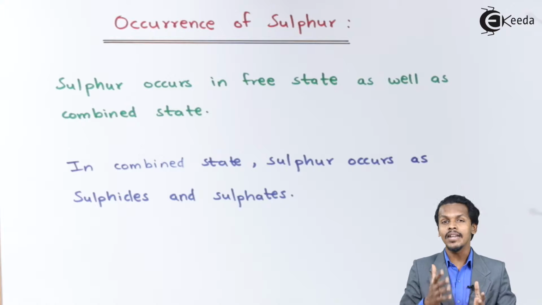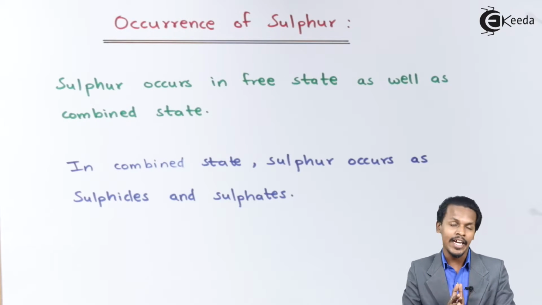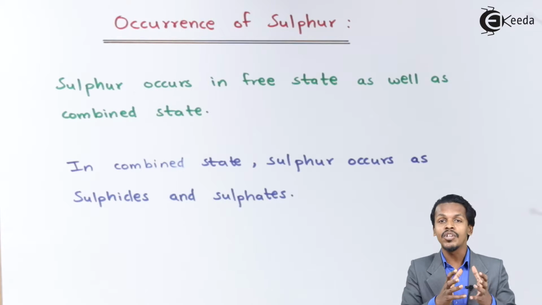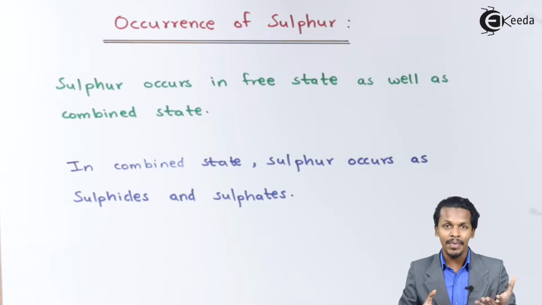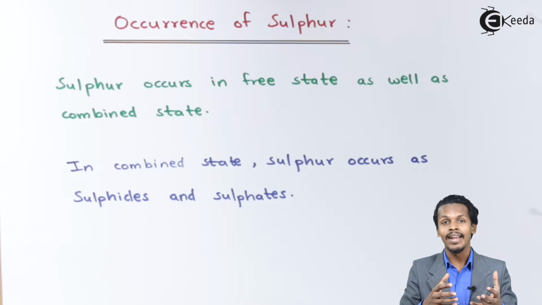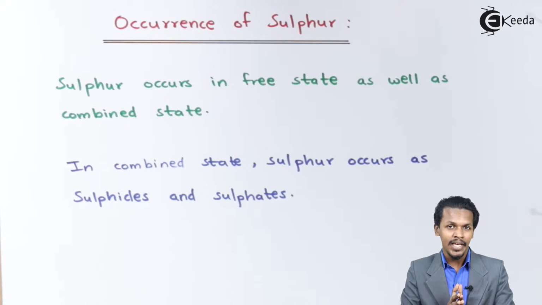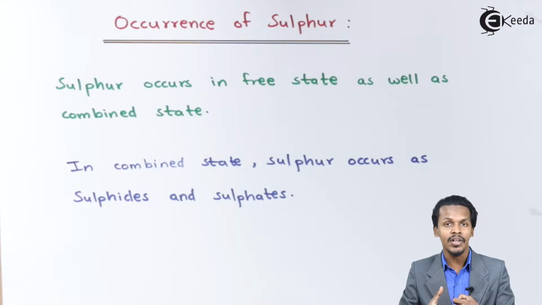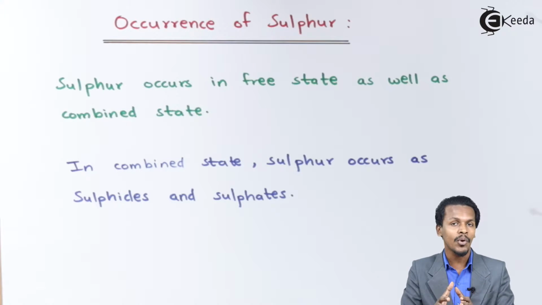So friends, talking about the occurrence of sulfur, sulfur exists in combined form and also in native form, and all this sulfur is found in regions where there is volcanic eruption, that is in Japan, Italy and Texas. So in these regions we can find sulfur in larger quantity. How sulfur exists and how we can obtain sulfur from certain compounds is what we are going to talk about in this topic.